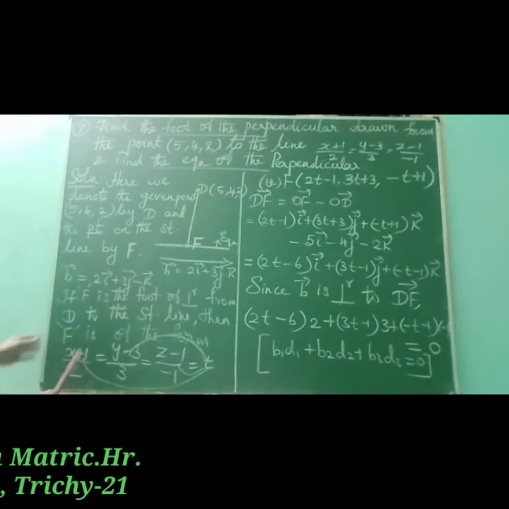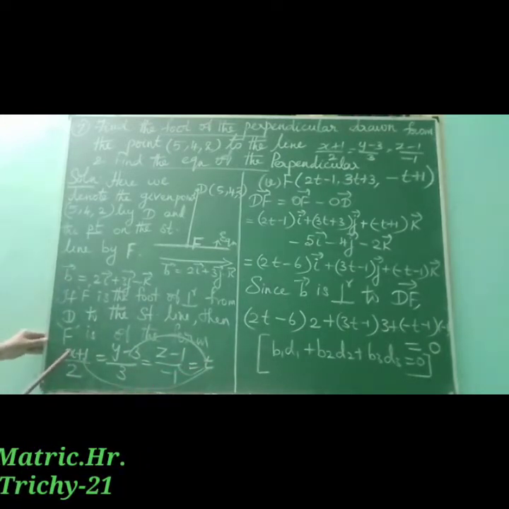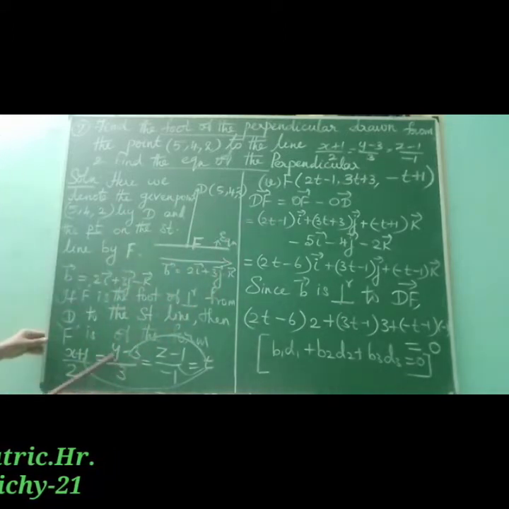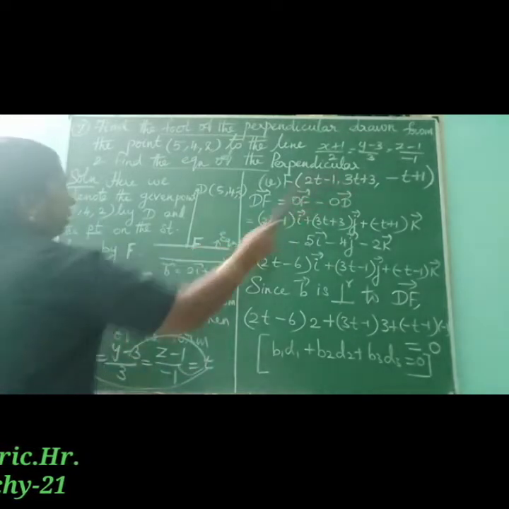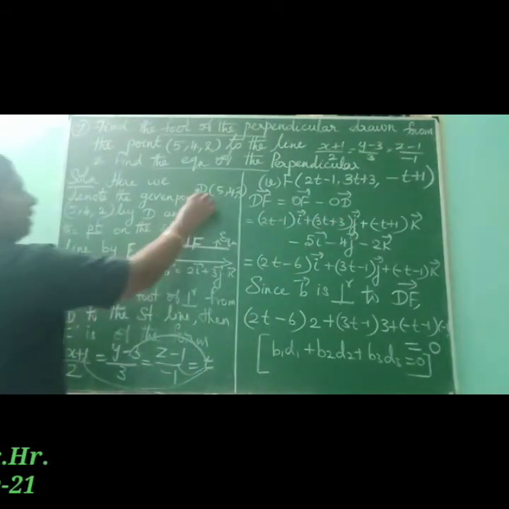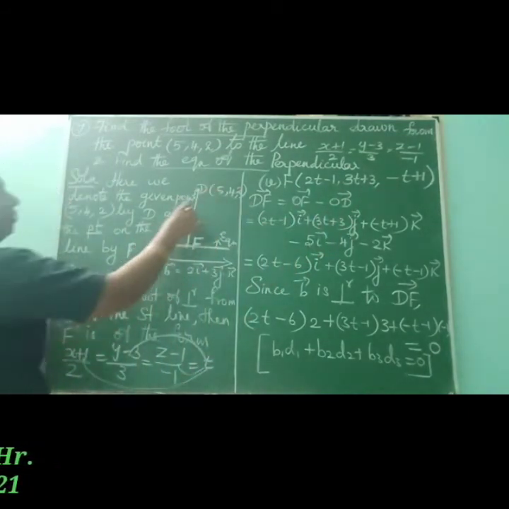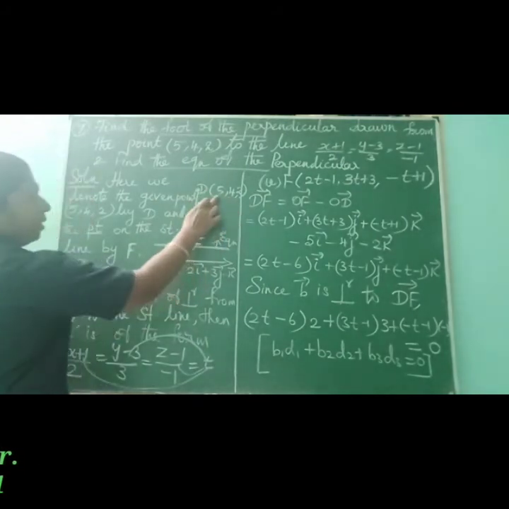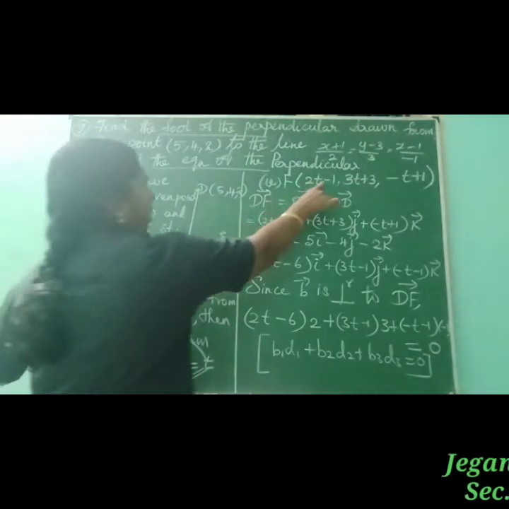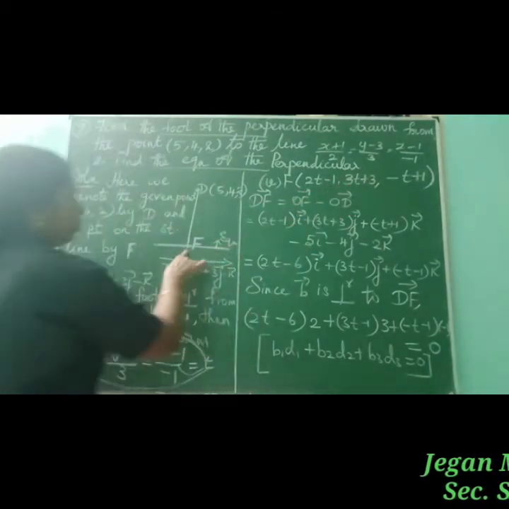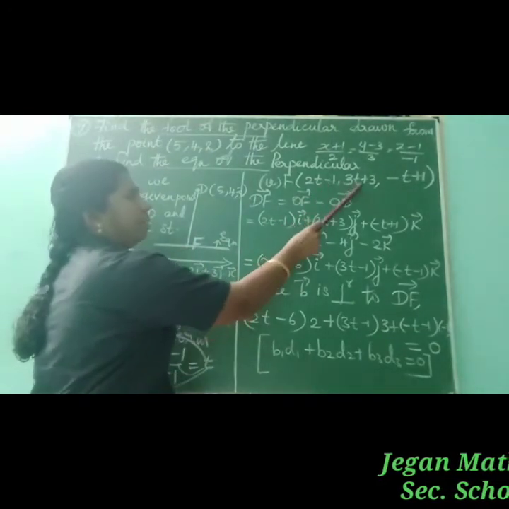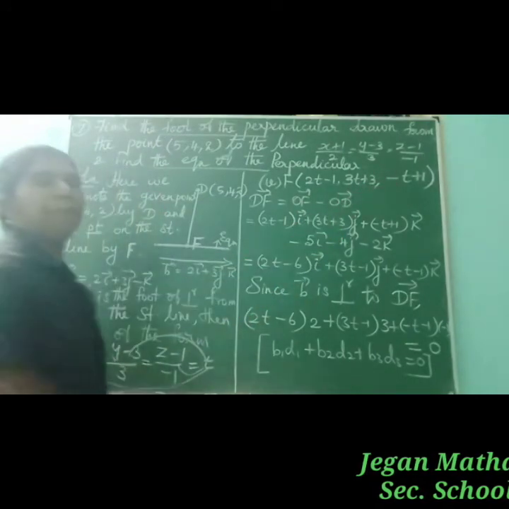(x + 1)/2 = t. From this we get x = 2t - 1. In the same way, y = 3t + 3, and z = -t + 1. So the point D is (5, 4, 2). If we write D in vector form, it is 5i + 4j + 2k. The point F is (2t - 1, 3t + 3, -t + 1). In vector form, it is (2t - 1)i + (3t + 3)j + (-t + 1)k.